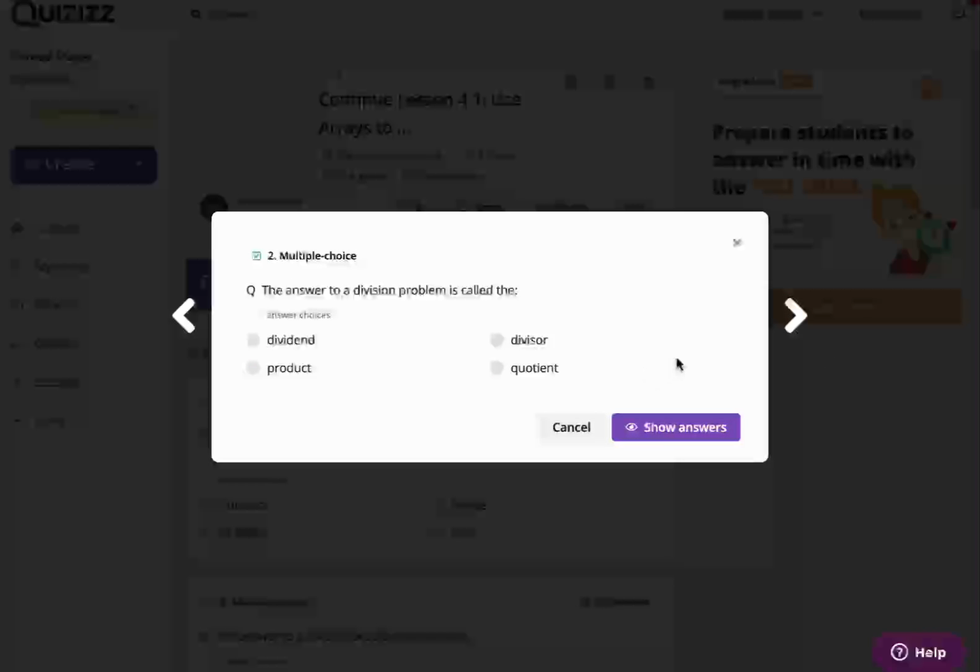The answer to a division problem is called the quotient. So, it's quotient. The number used to divide by in a division problem, the number that we divide by, is called the divisor.